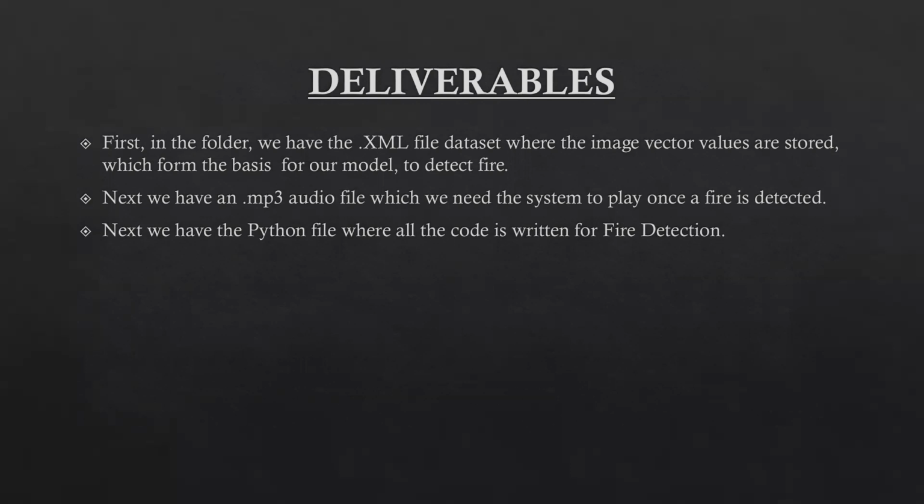Here are the deliverables. First, in the folder, we have the XML file dataset where the image vector values are stored, which form the basis for our model to detect fire. Next, we have an .mp3 audio file which we need the system to play once a fire is detected. Next, we have the Python file where all the code is written for fire detection.